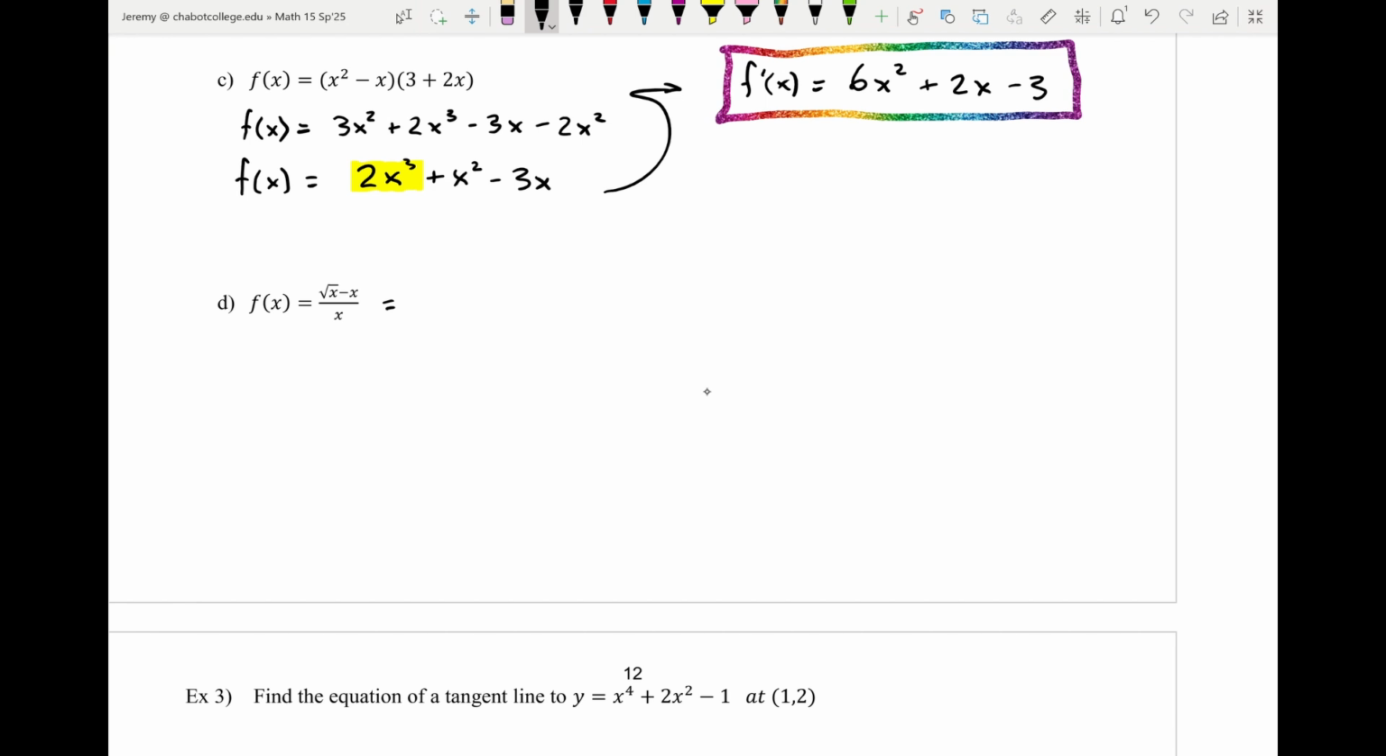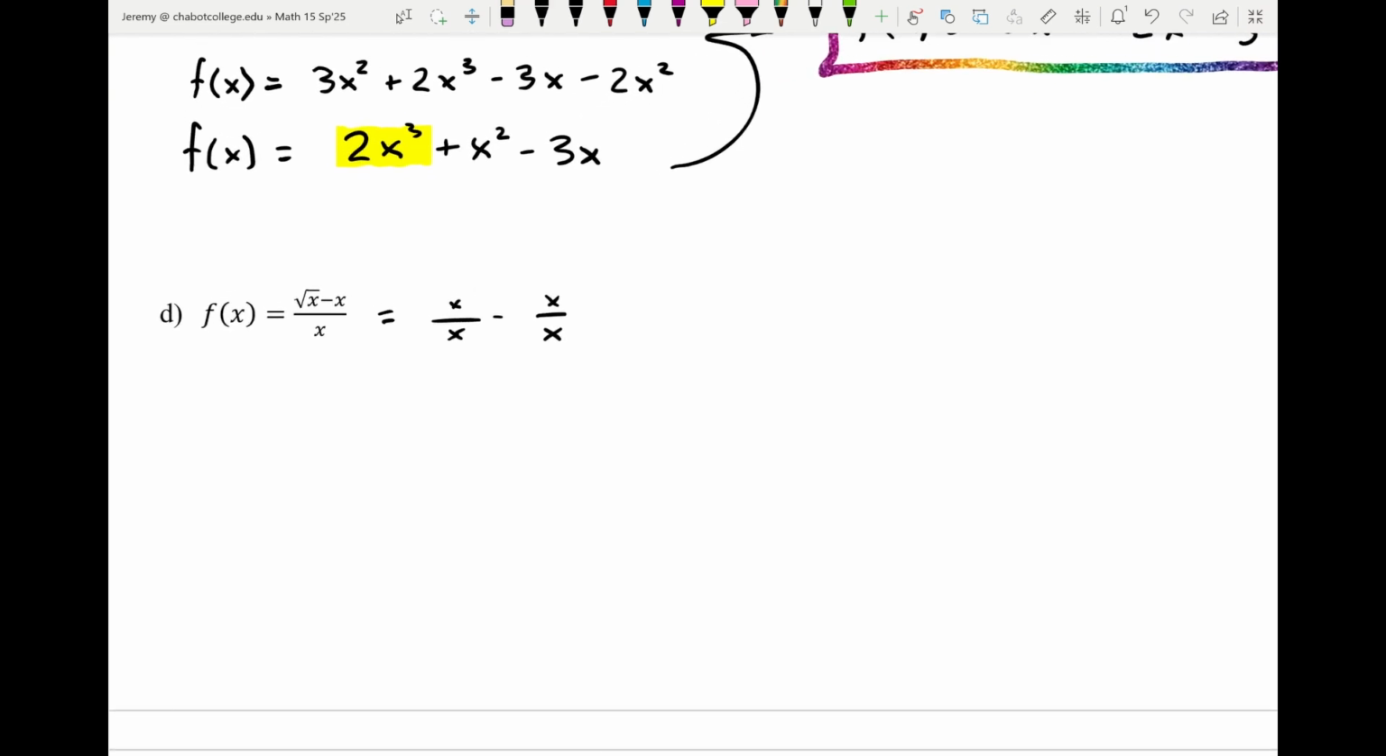I can split up this fraction. Remember, if we have a sum or difference in the numerator, we can break it into multiple fractions. I'll write this as root x over x minus x over x. And for the sake of simplifying this, it might make sense to rewrite that root as x to the 1/2. Okay, so simplifying this expression a little bit using our properties of exponents, this is going to be x to the negative 1/2. I just did 1/2 minus 1, subtraction rule there. Minus x divided by x is just 1.